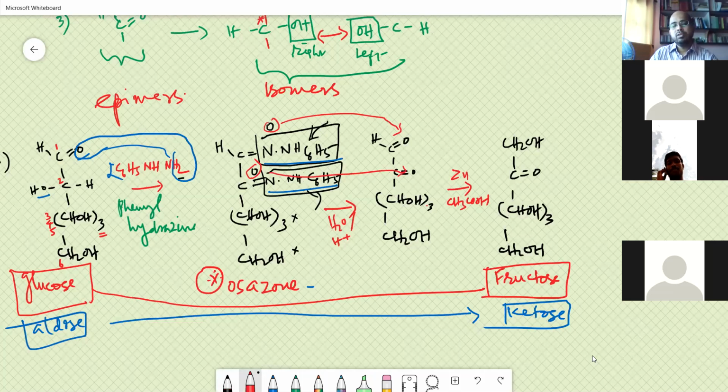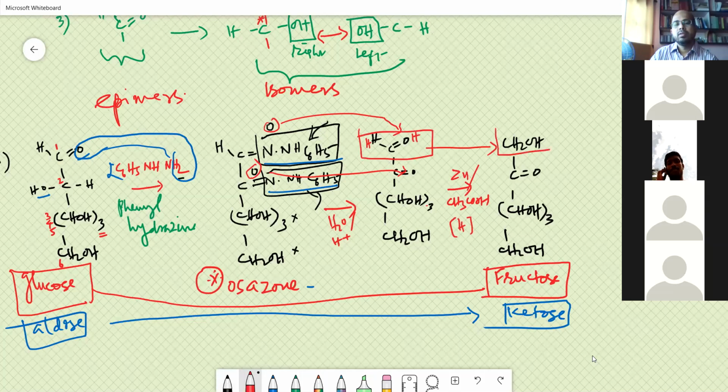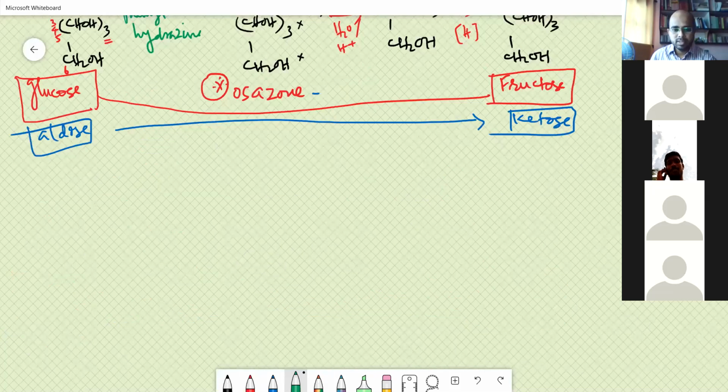Okay, so then you use zinc in acetic acid. It's a selective reduction. Therefore, you get a CH2OH. This CO remains as it is. Okay, so that is why we call this a selective reduction. Okay, I'm going to give you the mechanism of this, here it is.